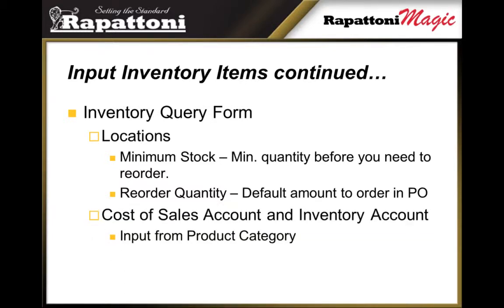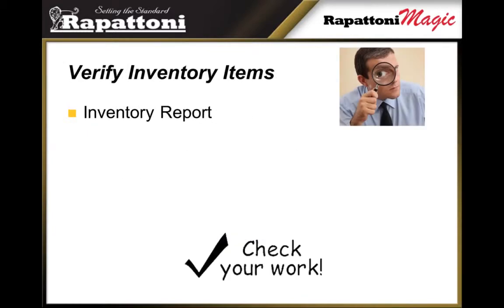And also, we entered the cost of sales account and the inventory account. Those default from the product category, but they can be overwritten for each individual inventory item.